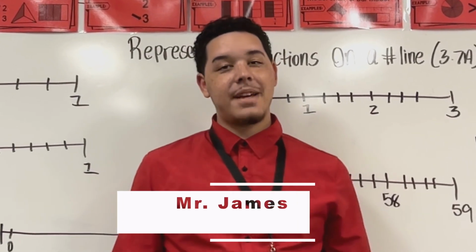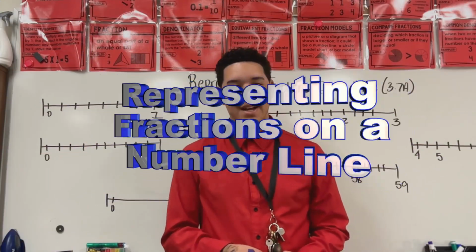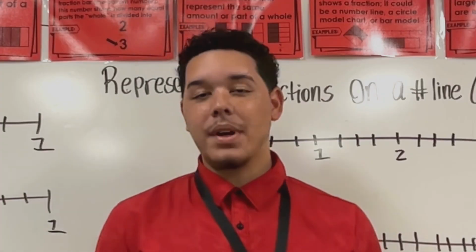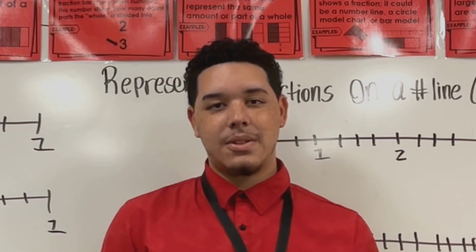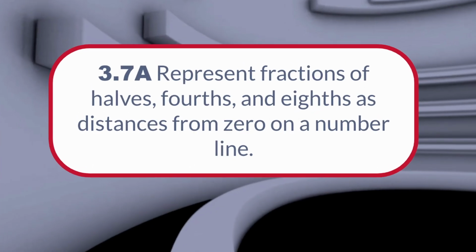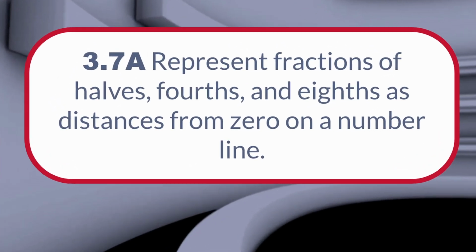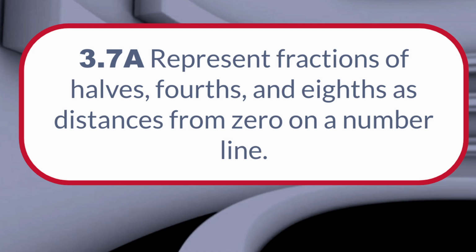My name is Mr. James, and today we're going to discuss representing fractions on a number line. All right, so taking a look at what we're going to learn today, we're going to break down the TEKs. Today we're working with TEK 3.7a. 3.7a states represent fractions, or students will be able to represent fractions of halves, fourths, and eighths as distances from zero on the number line.